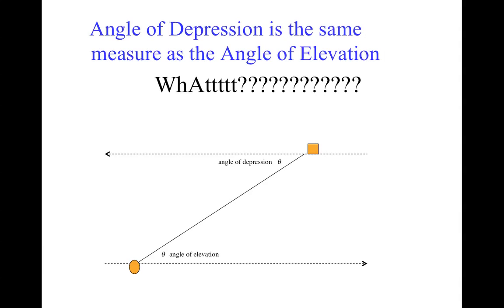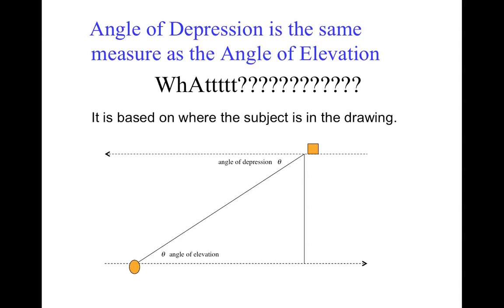Please add the following to your notes. The angle of depression is based on where the subject is drawn. The angle of elevation is also based on where the subject is drawn. If I add in a perpendicular from the location of the plane to form a right triangle, that angle at the top is never, ever going to be the angle of depression. The angle of depression would be outside of the triangle in this case.